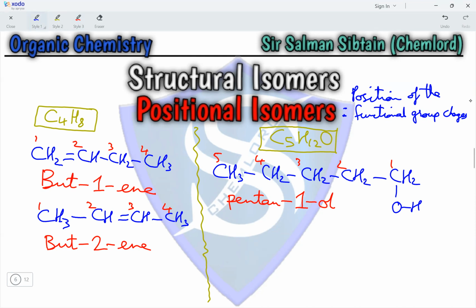A positional isomer for this compound would be CH3, CH2, CH2, CH, CH3, and the OH group being present on the carbon atom with a single hydrogen on it.